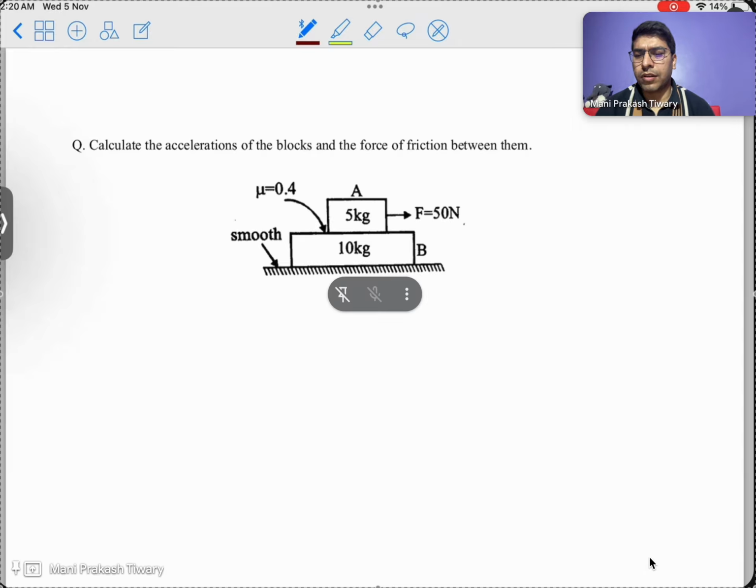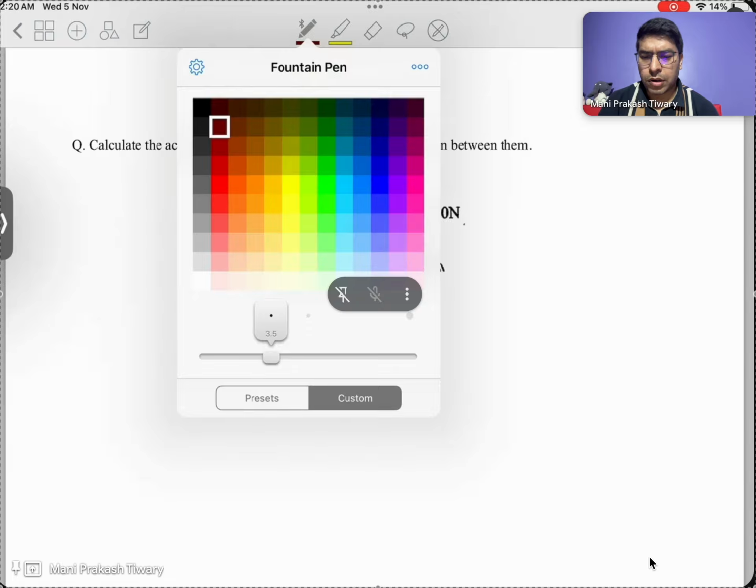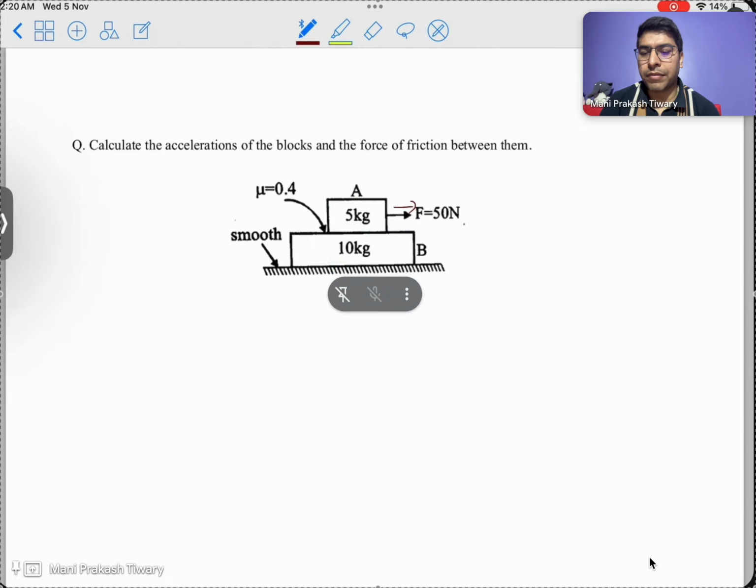Now we have to solve this question where a 5 kg block is kept over a 10 kg block, and here we are applying a force of 50 Newton on this block of 5 kg, right? And we have to check how these blocks will move. Will both move together, or will they move separately, right?